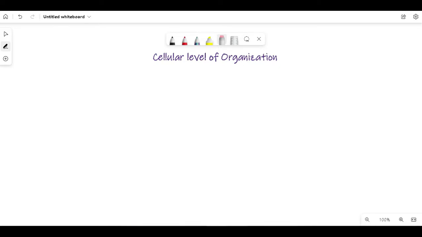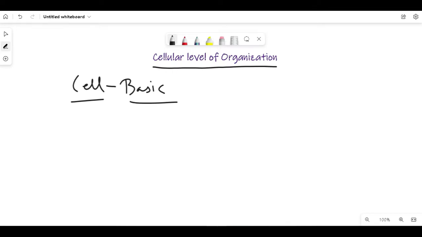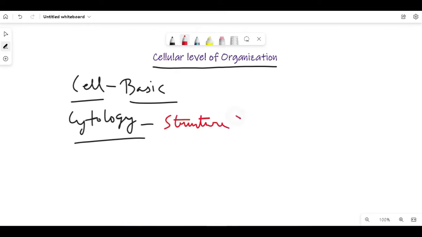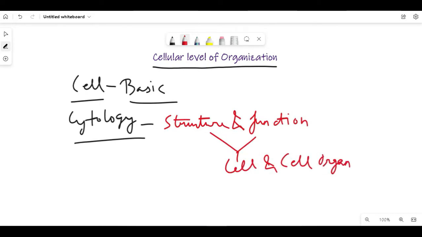Today we will study about the cellular level of organization. Cell is the basic living structural and functional unit of the body, and another term is cytology. Cytology is the branch of science which deals with the study of structure and function of cell and cell organelle. Cell organelle is any part of the cell with a specific function.